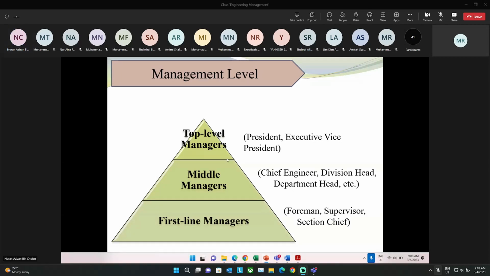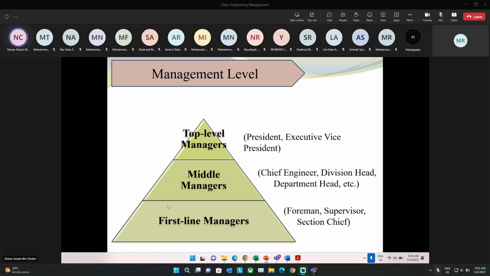And then the highest level is top level managers. This one is president, vice president. This one basically does the planning. Later on we will see what the job scope of the managers is.